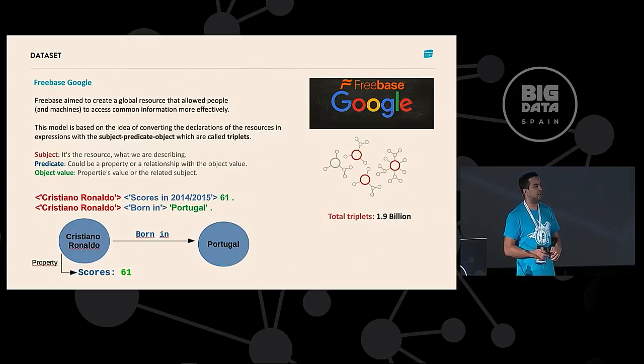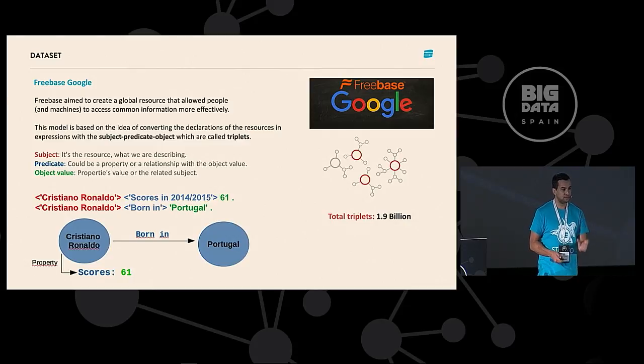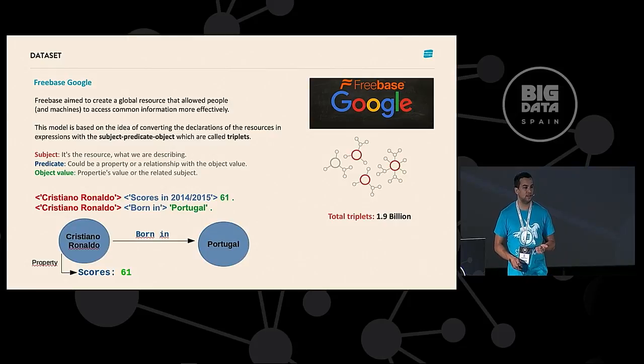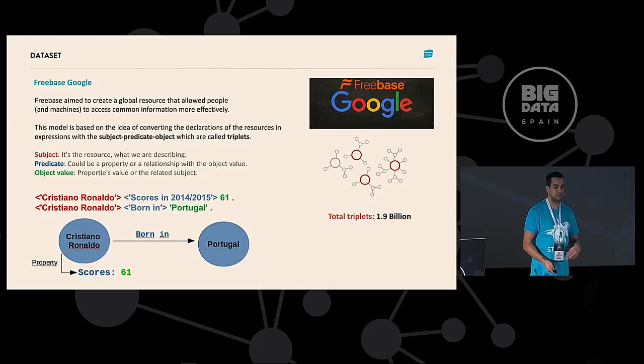This method will show the information through a triplet. A triplet is composed of three main components. Subject, which is a resource, what we are describing. The predicate could be a property of this subject, or maybe a relationship with another subject. And finally, the object value is a property of this value or the subject which is related. So every row of the dataset will show us a different aspect of the subject we are studying.